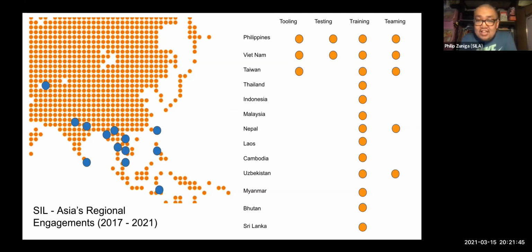We are also working with Uzbekistan right now. It's a Central Asian country. We have just finished conducting training with them, and we have also supported the development of an enterprise architecture for Uzbekistan. We have also been working with Myanmar via training, Bhutan via training, and Sri Lanka. We have seen during the past 4 years, even though during the pandemic everything was done online, we have continued trying to engage with countries across the region.